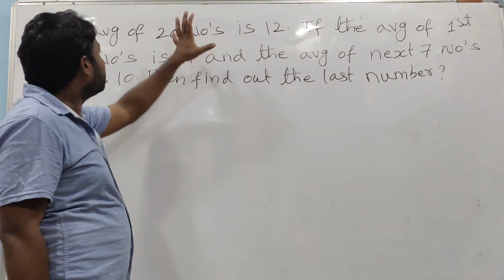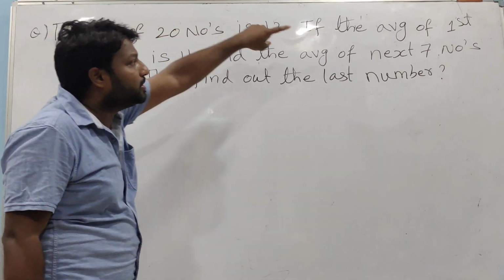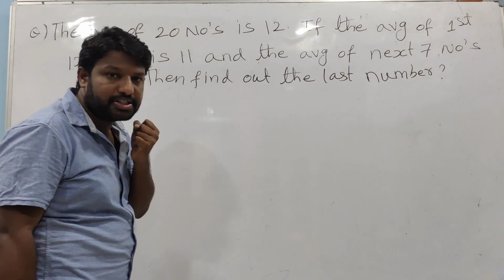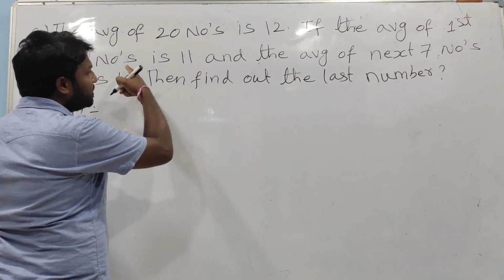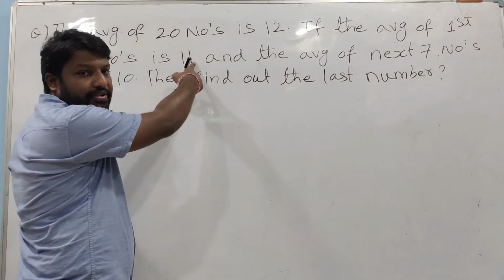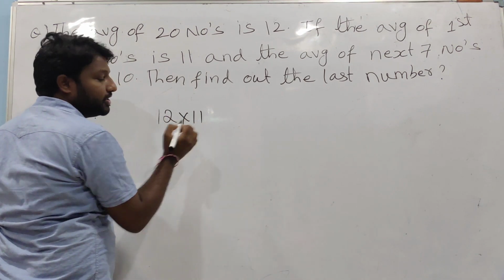Can I find the sum? So total how many numbers are there? Total 20 numbers are there. Out of these 20 numbers, the first 12 numbers' average is 11. That means can I write the sum? Sum is nothing but average into number of observations. Average is 11 and number of observations is 12. So the first 12 numbers' sum is 12 into 11.